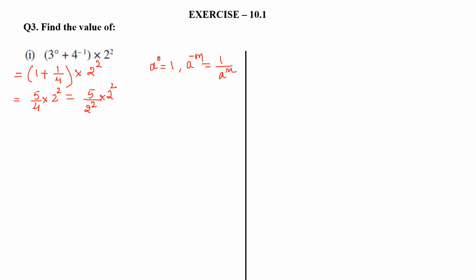So again I am going to use the law a^m divided by a^n is equal to a^(m-n).